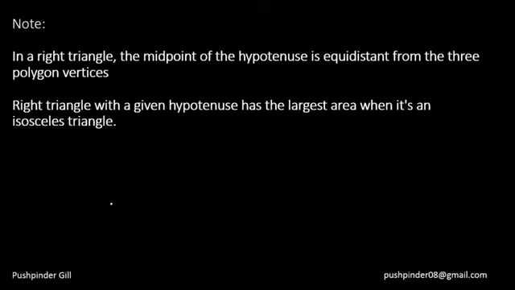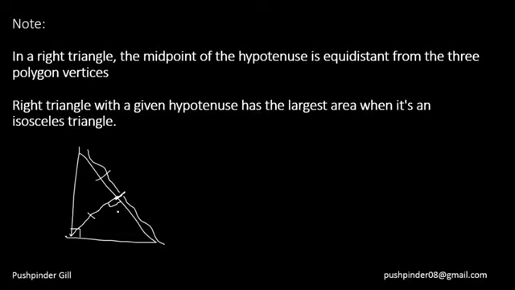Okay, a few points that will help you make your calculations faster. In a right angle triangle, the midpoint of the hypotenuse is equidistant from all three vertices. Suppose this is a right angle triangle: the midpoint of the hypotenuse is as far from here, as far from here, and as far from here as well. We can say that because similarity follows: if this is half of this, this would be half of this again, because this and this would be the same. So this is the property of a right angle triangle.